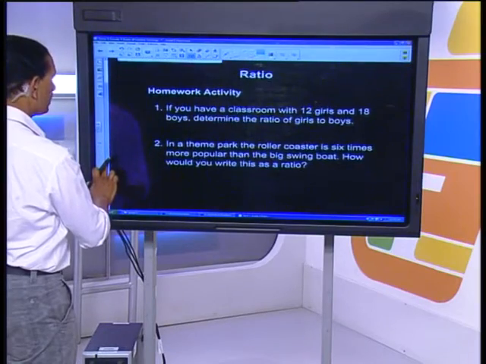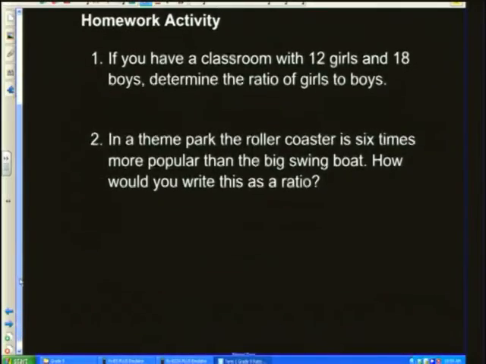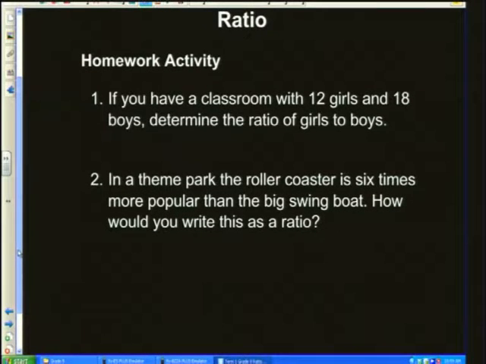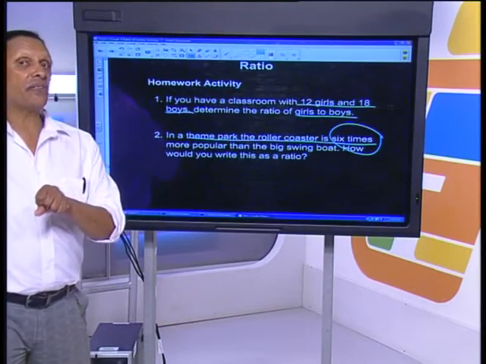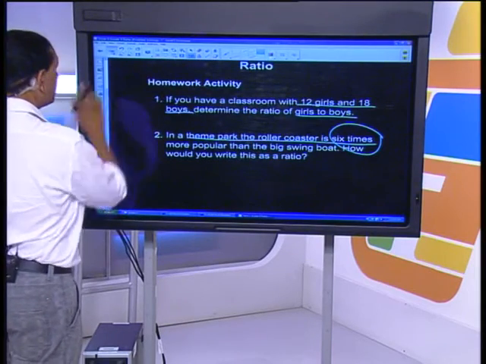Now, the homework activity. Take note. Right. If you have a classroom with 12 girls and 18 boys, determine the ratio of girls is to boys. That's the first one. In a theme park, the roller coaster is 6 times more popular. 6 times more. Now here lies the secret, guys. 6 times more. Then the big swing, how would you write this as a ratio? The one is 6 times more than the other one. Right, so take note of that.